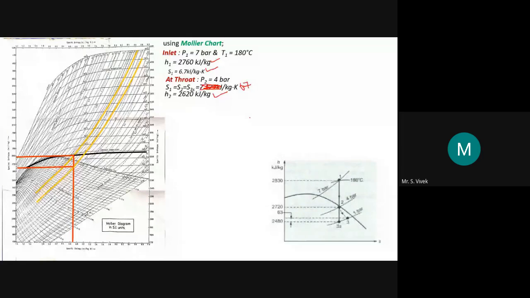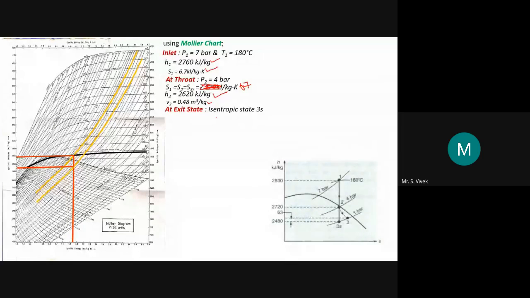Okay. So what is the specific volume? Are you getting this value? 0.48. Sir, one second, sir. Specific volume at throat. Okay, sir. 0.48, sir. Okay, 0.48. Good.